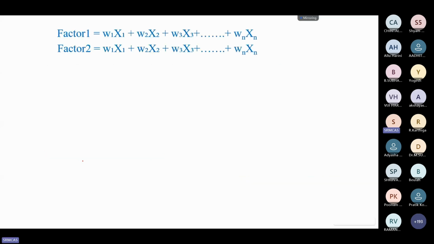So like that, based on the weight, we can extract the variance from all the variables and generate as much as possible, maximizing the total variance as much as possible, and that is generated as factor 1. Then factor 2 can be generated from the left out variance after generating factor 1.